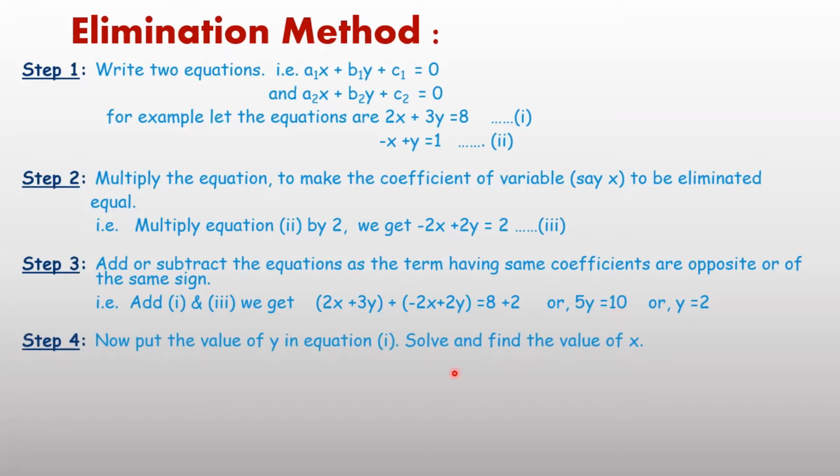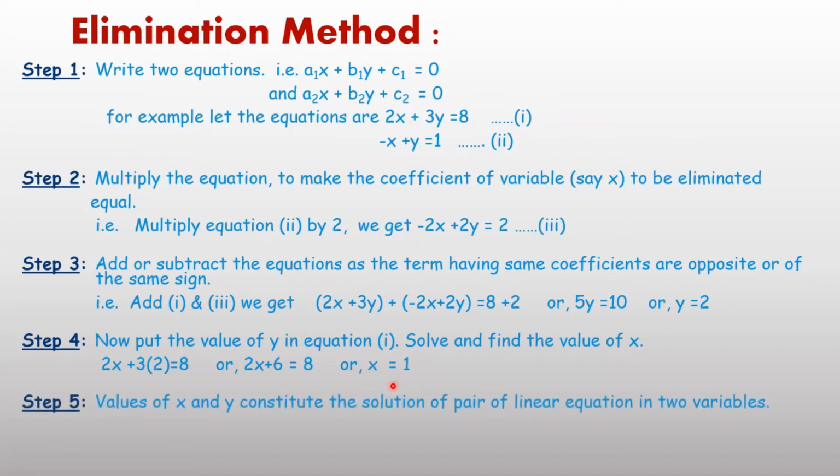Now fourth step, like in the previous method, substitute the value of y in equation first. So 2x plus 3 into 2 equal to 8, or 2x plus 6 equal to 8, or x equal to 1. And hence the solution of the pair of linear equations in two variables, after solving, you are getting x equal to 1 and y equal to 2. I hope this method is clear.